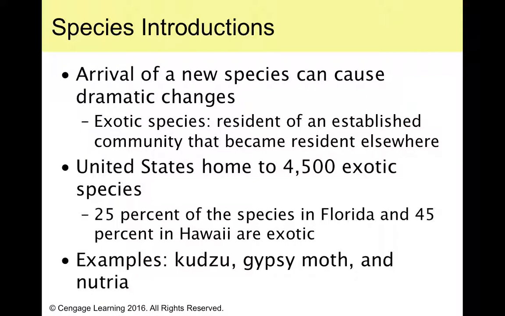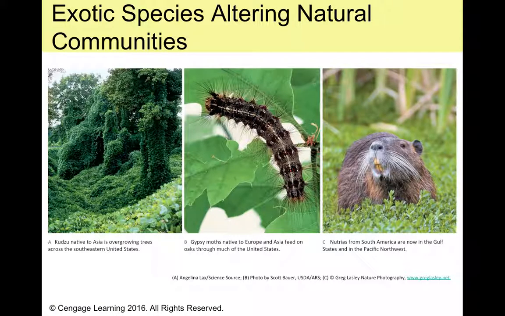25% of the species in Florida, 45% of the species in Hawaii are non-native, exotic, introduced species. And they almost always have a detrimental effect on native biodiversity. There are quite a few examples here we can show you.